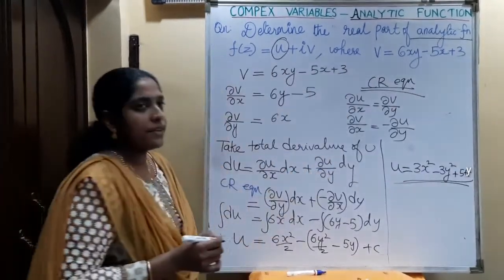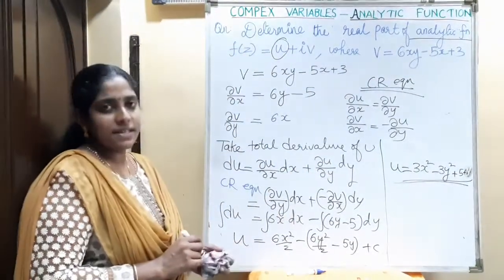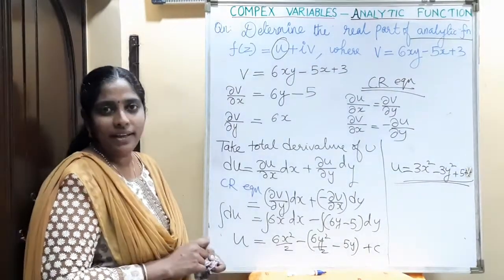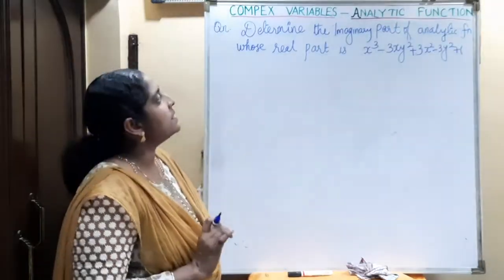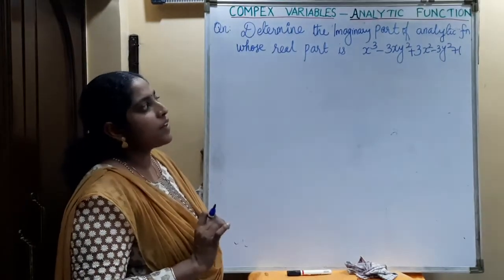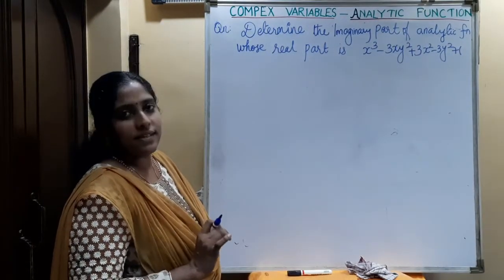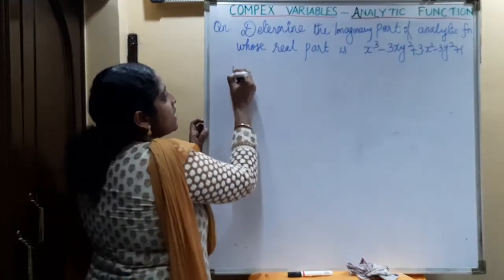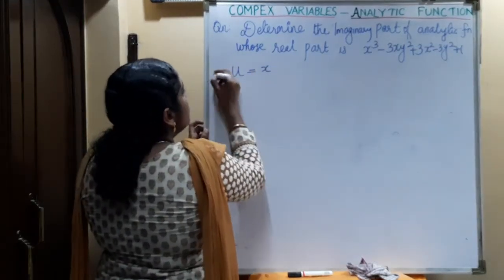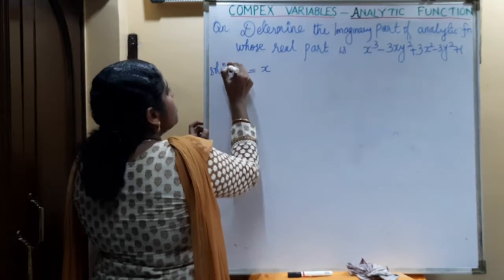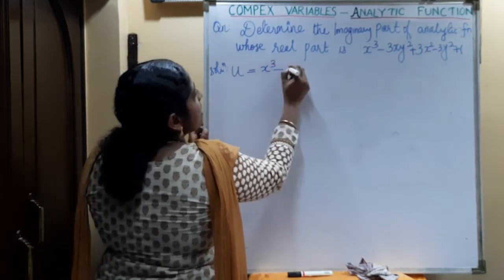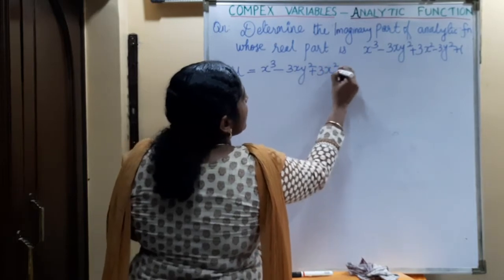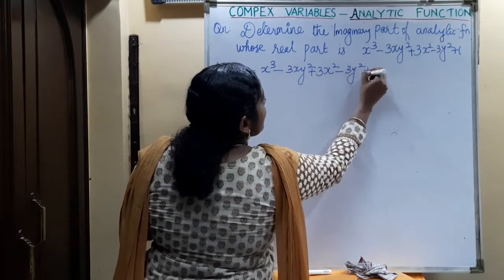See this. In an analytic function, if one part is given, the other part can be easily found using the Cauchy-Riemann equations. The last question is: determine the imaginary part of an analytic function whose real part is given. What is given here? u is equal to x cube minus 3xy square plus 3x square minus 3y square plus 1.